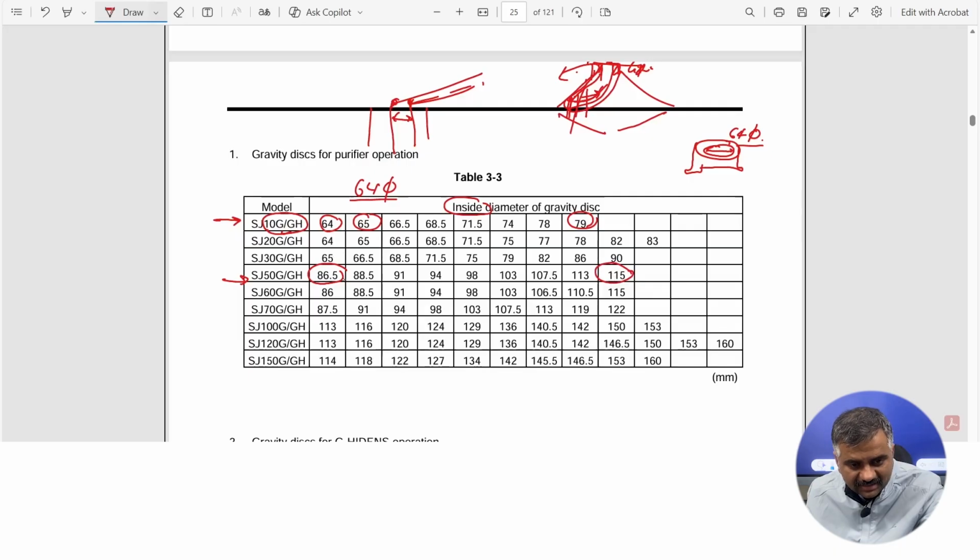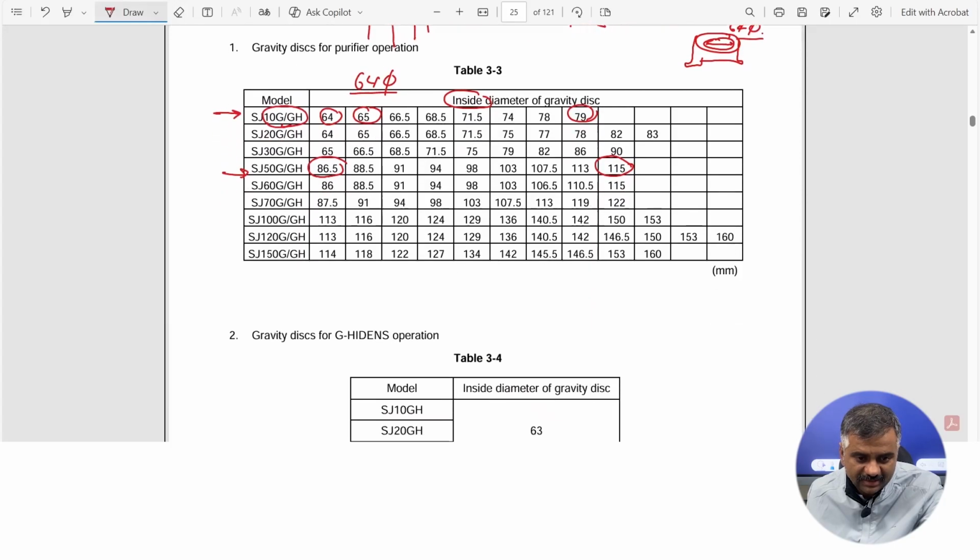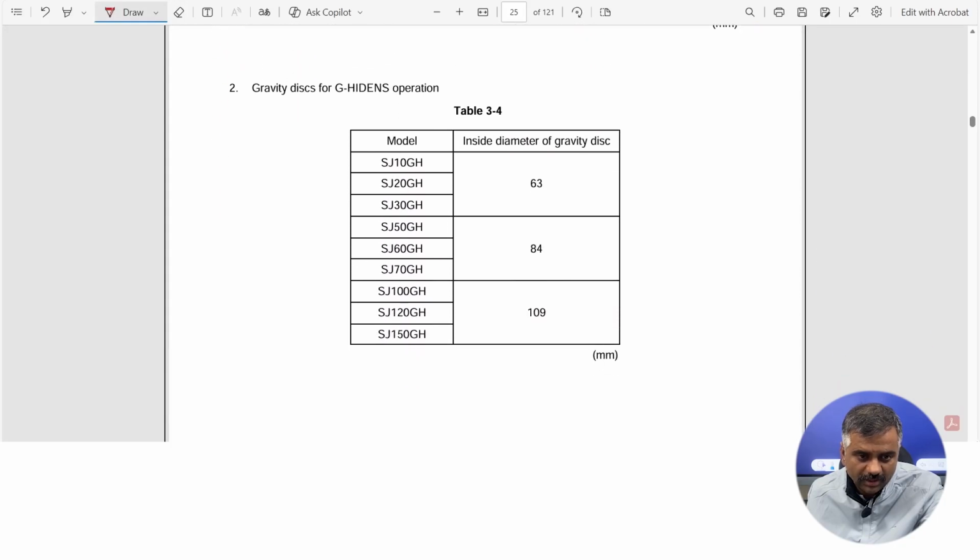These are the gravity disks supplied by the maker along with the purifier on board. Depending on our fuel oil viscosity, the flow rate we want to keep, and the feed temperature, we will decide which gravity disk is the best one to use. There is a specific process through which the gravity disk is decided, that is, through a nomogram.